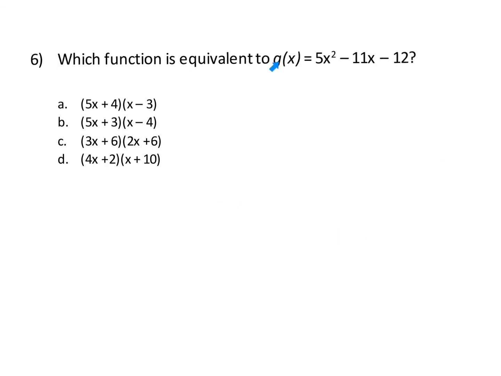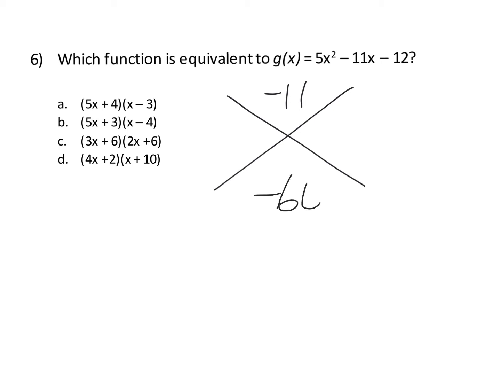So which function is equivalent to 5x squared minus 11x minus 12? This is the same thing. We have this quadratic function that we can factor. So let's go ahead and set up our x puzzle. Again, we're putting our b term here of negative 11 at the top, and we're putting our a times c, that's 5 times negative 12, down at the bottom, and that's going to be negative 60. Okay, so now we're looking for the factors of negative 60 that can equal negative 11.